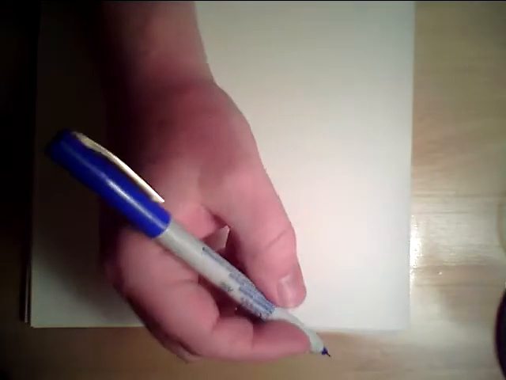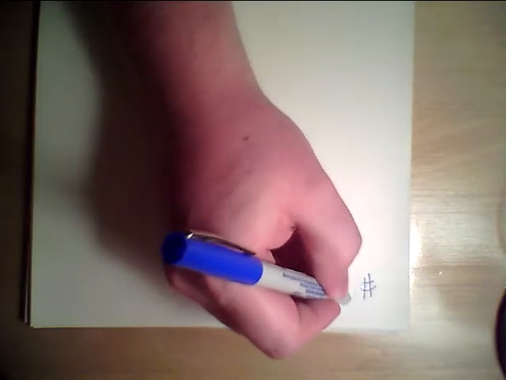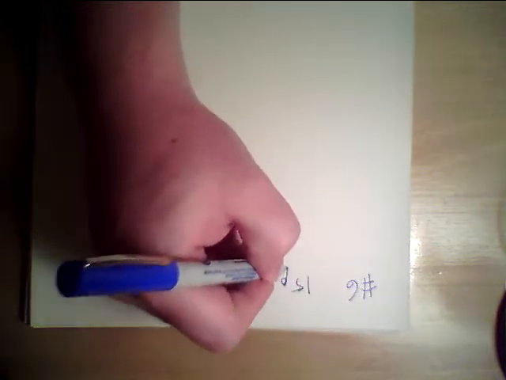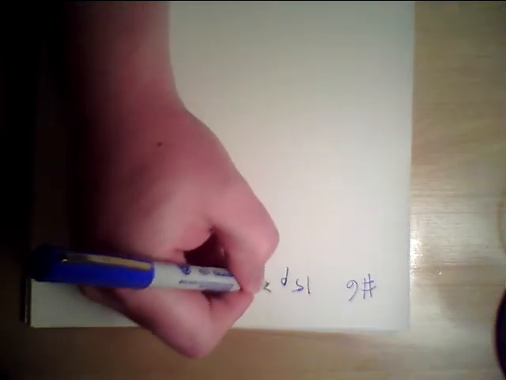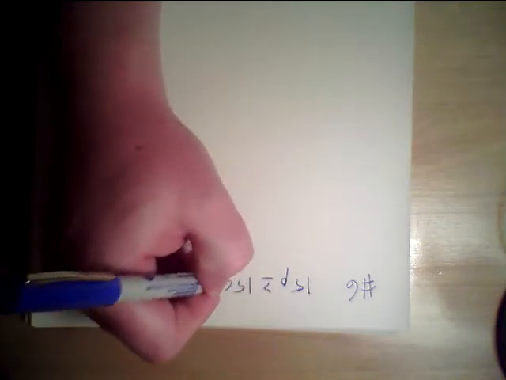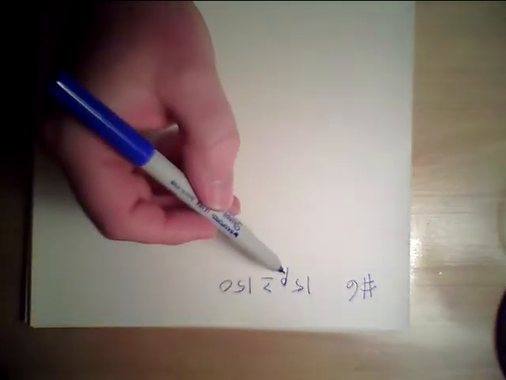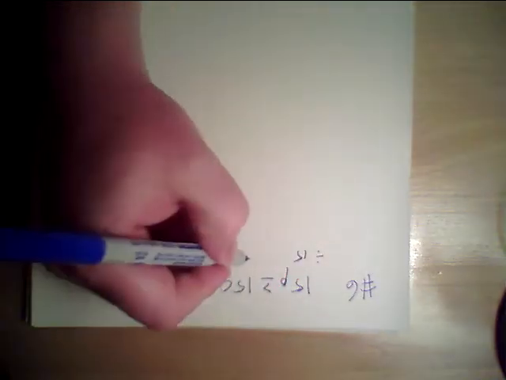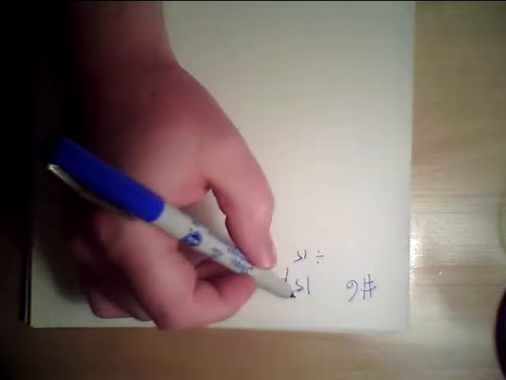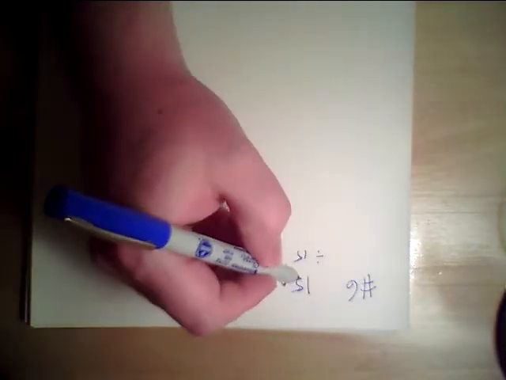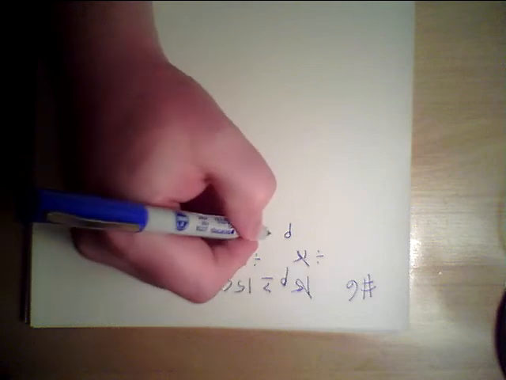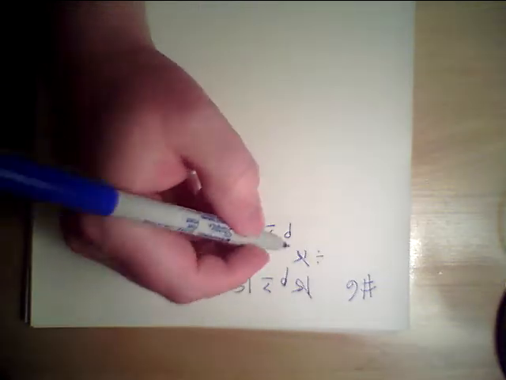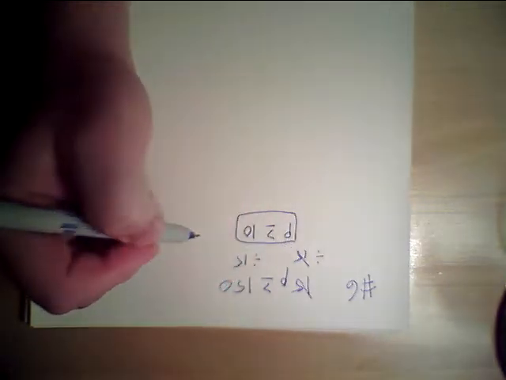Okay. Number 6. We have 15p is greater than or equal to 150. So pretty straightforward, right? We had a perfectly good p. Someone ruined it by multiplying it by 15. We can undo that by dividing both sides by 15. We're not multiplying or dividing by negative 1, so the sign stays the same. These cancel. We get p is greater than or equal to 150 divided by 15, which is 10. So p is greater than or equal to 10.